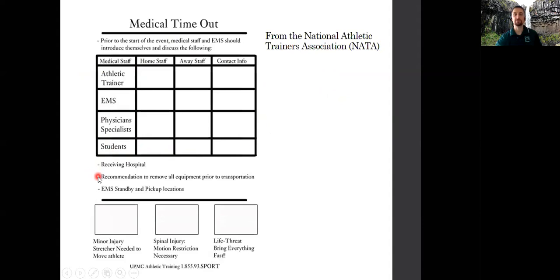What's the recommendation for removing equipment like football helmet or shoulder pads? Because if they get to the ER, then most of the time ER physicians and nurses don't know how to remove that equipment, which makes their care impeded once they get to the ER. So then you can see, depending on the level of injury, there's different protocols that should be discussed before the event starts, right? So there's no confusion when something goes wrong.